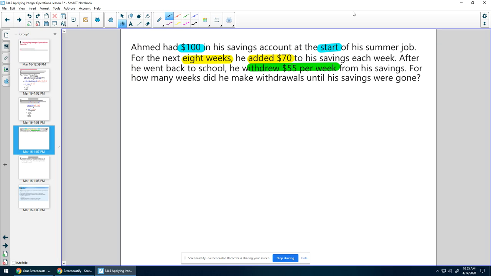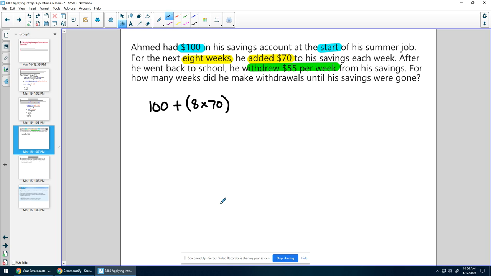Okay, so we need to use this information to create an expression that we can simplify in the end to find out how many weeks he made withdrawals until he had $0. So here, he started with $100, right? And for the next 8 weeks, he added $70. So 8 weeks times 70. And we're going to put this in brackets so that we can show 8 weeks times $70 gives us how much, and we're going to add that to our initial amount that he had.